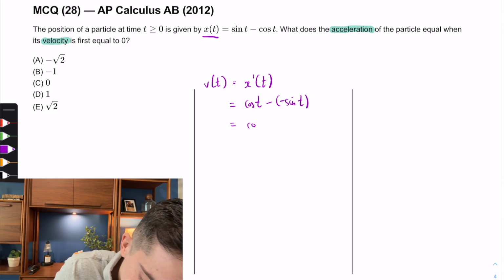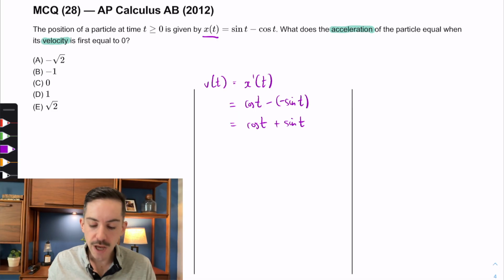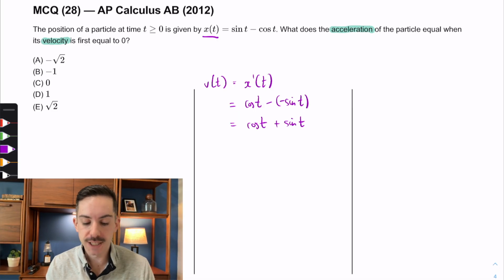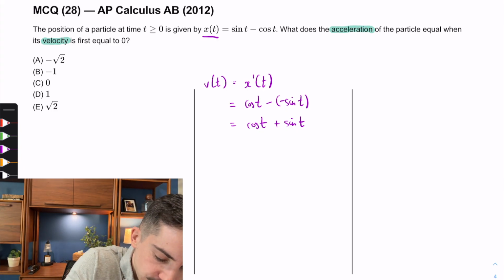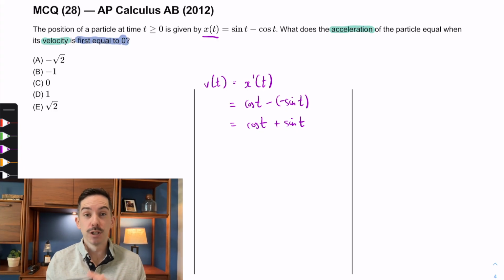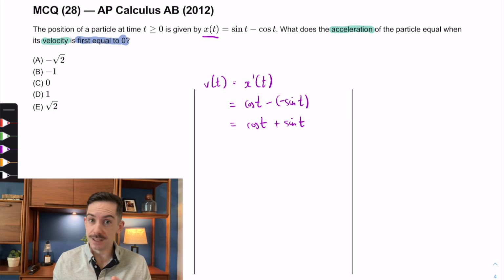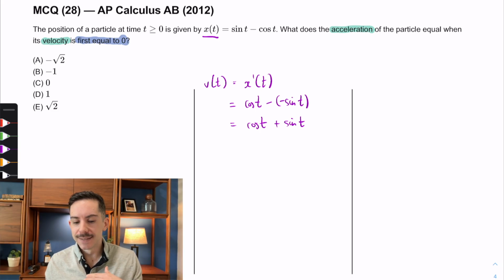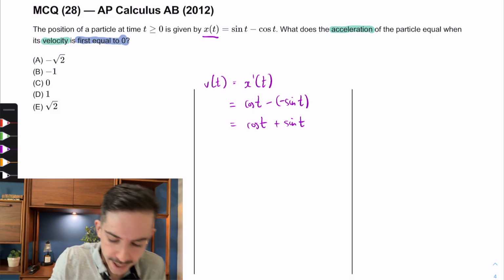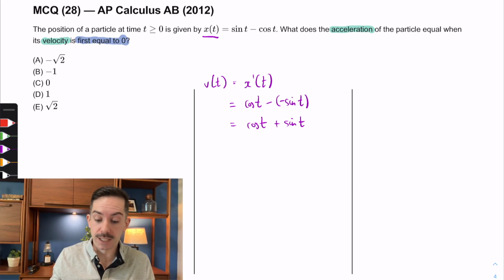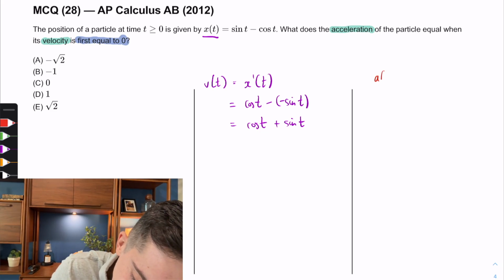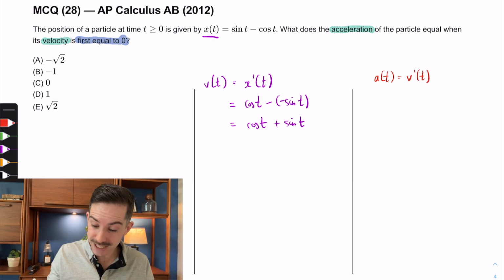So I get cosine of t plus sine t. I want to know when this velocity function is first equal to 0. We're going to do some algebra to solve for that t value. But before we dive into that, let's get all of our derivatives out of the way while we're in that mode of taking derivatives. My acceleration function is the derivative of velocity.